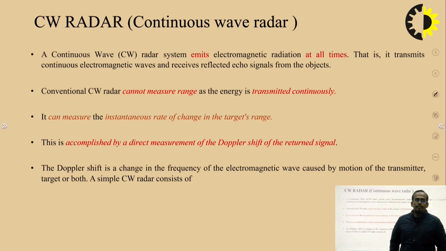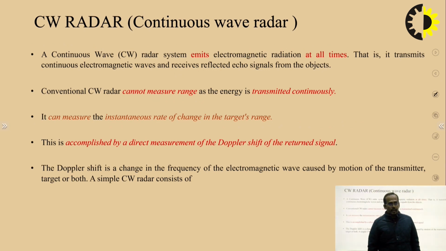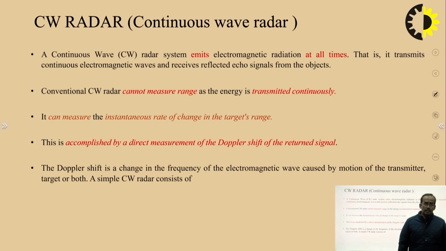Now, coming to the next type of radar, that is continuous wave radar. A continuous wave radar system emits electromagnetic radiation at all times. That is, it transmits continuous electromagnetic waves and receives reflected echo signals from the objects. So, conventional continuous wave radar cannot measure range as the energy is transmitted continuously. It can measure the instantaneous rate of change in the target range. That is accomplished by a direct measurement of the Doppler shift of the return signal.